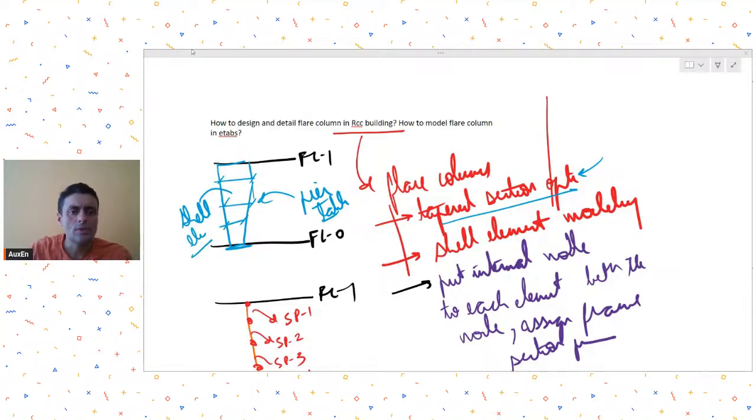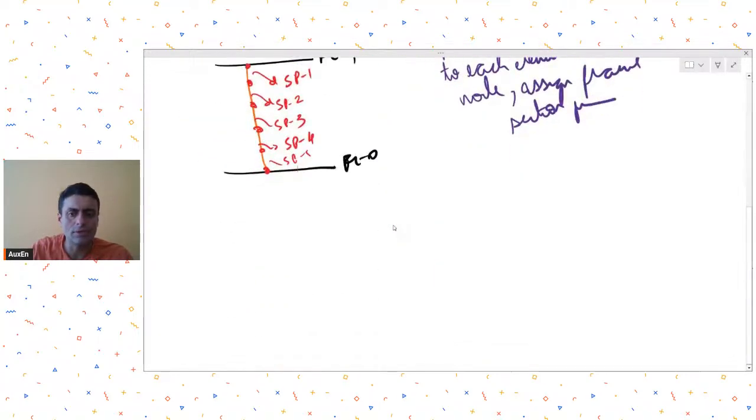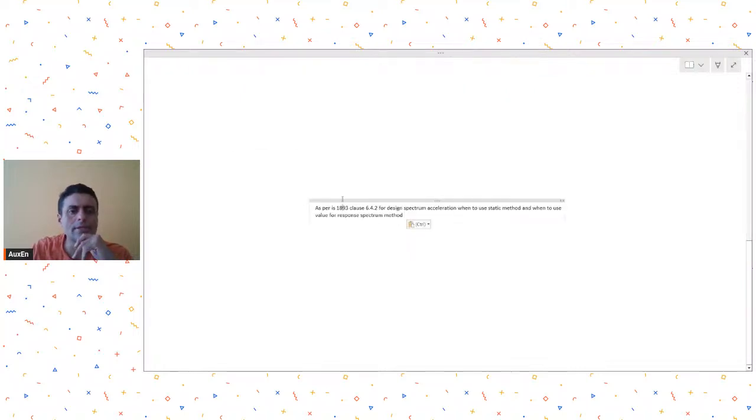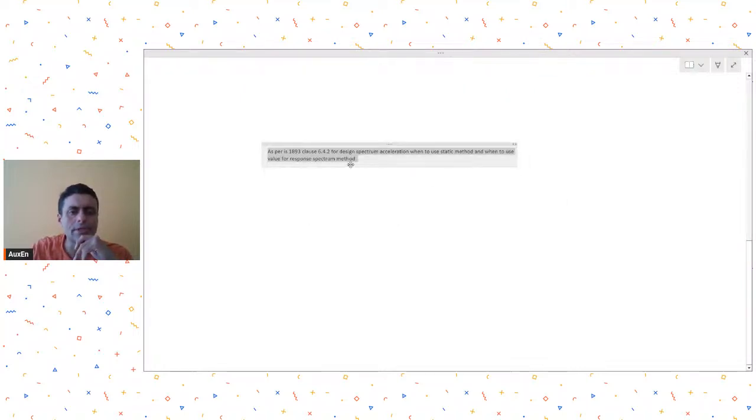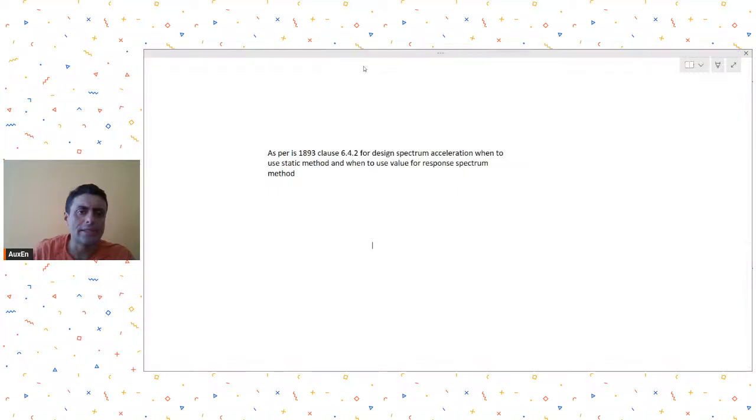Okay, so this was engineer Rishabh Thakre, and he has put another question. This was regarding flare columns, his first question. Now I'm taking his second question. As per IS 1893 clause number 6.4.2, when to use design spectrum acceleration, when to use equivalent static, and when to use response spectrum. So I think he is asking when to use the response spectrum method and when to use equivalent static.